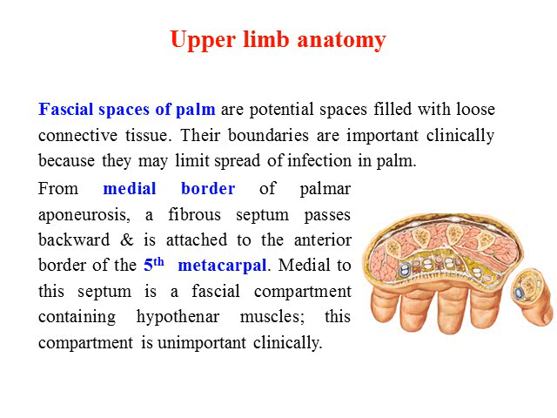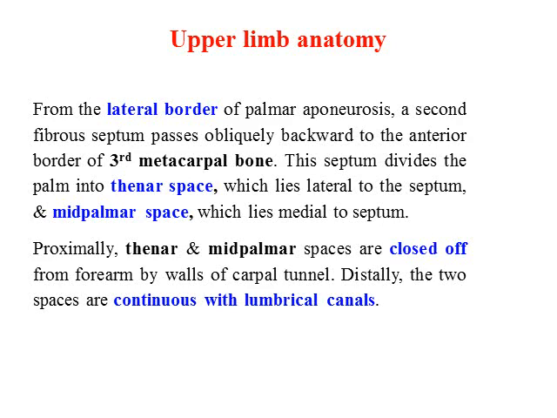Just medial to the septum, a fascial compartment containing the hypothenar muscles is found, and this compartment is unimportant clinically. From the lateral border of the palmar aponeurosis, a second fibrous septum travels deeply backward obliquely to the anterior border of the third metacarpal bone. This septum divides the palm into the thenar space, which is situated lateral to the septum, and the midpalmar space, which is situated medial to the septum.